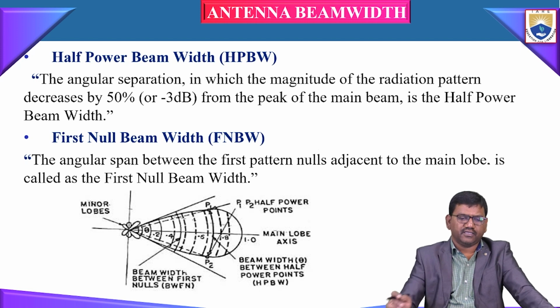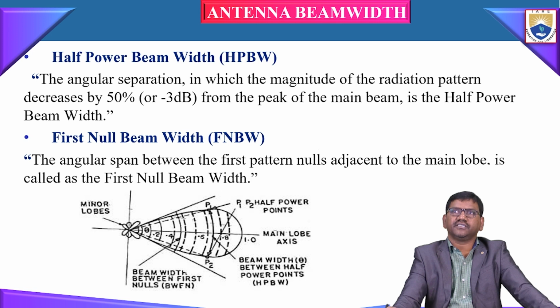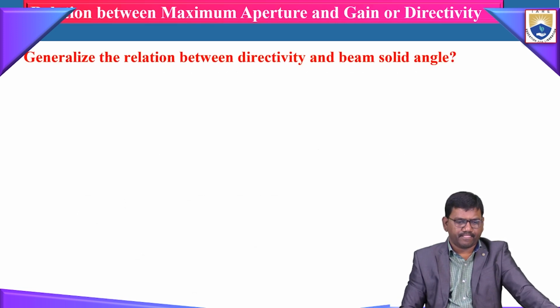I have shown the figure. The simple definition of half power beam width is the angular separation in which the magnitude of the radiation pattern decreases by 50% from the peak of the main beam. First null beam width, or beam width between the first nulls, is the angular span between the first pattern nulls adjacent to the main lobe.